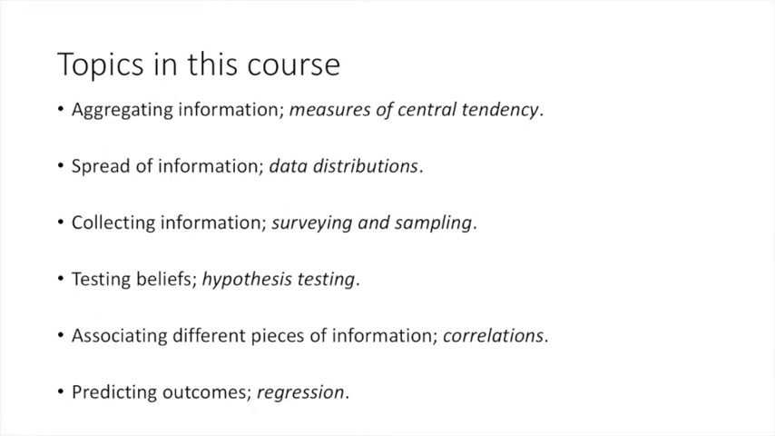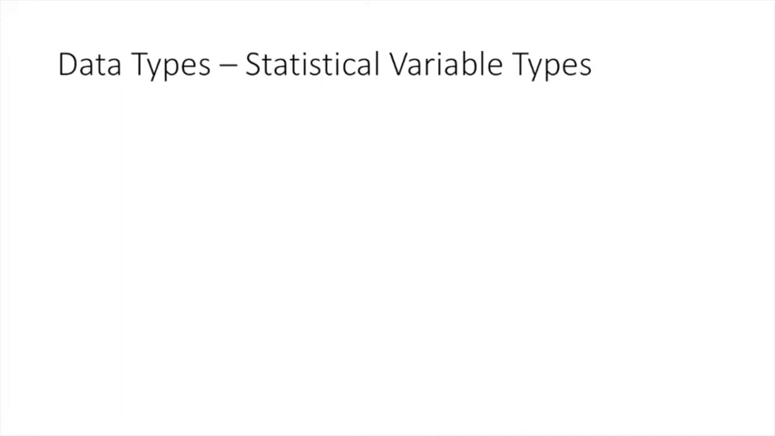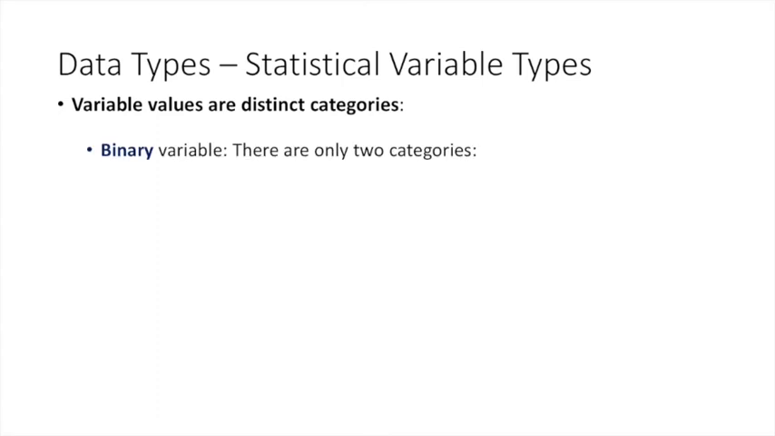However, since all statistical methods rely on data, let us conclude this lecture by discussing the different kinds of data in statistics. The first kind of data variables are those whose values represent some class or category. So binary variables are those whose values always fall in one of two categories. For example, alive or dead, on or off, absent or present.